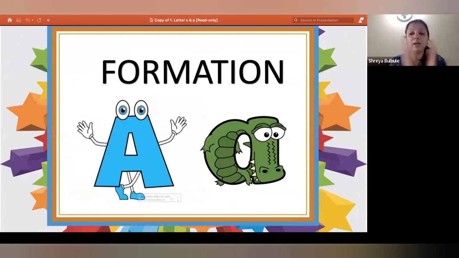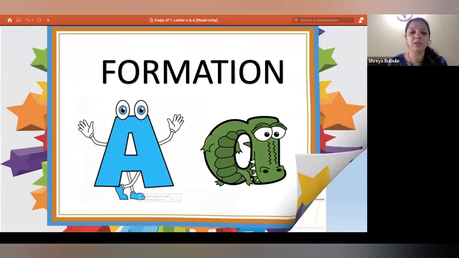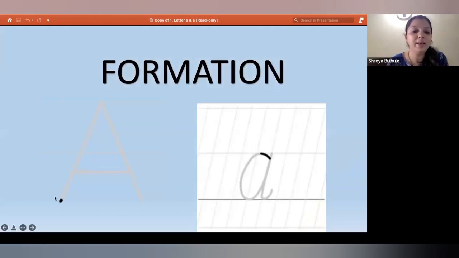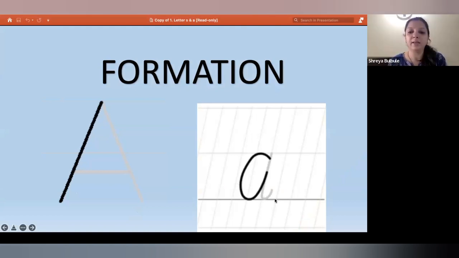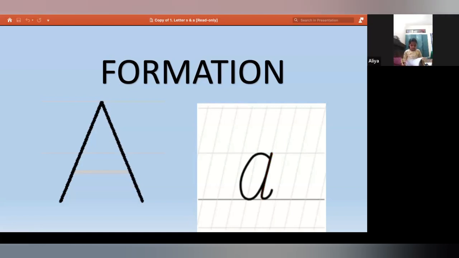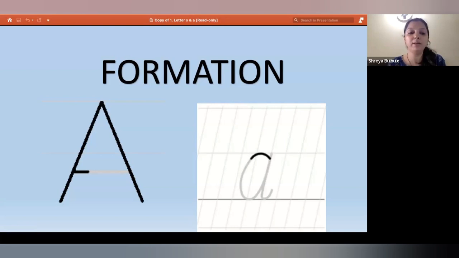Okay. Now time to pick up your pencil again. We are going to do the letter formation of A. It is a capital A and the small letter A. Uppercase and lowercase. Okay. So how do we write? I want very neat handwriting. Okay, Alia? Write within the lines, touch the lines properly.